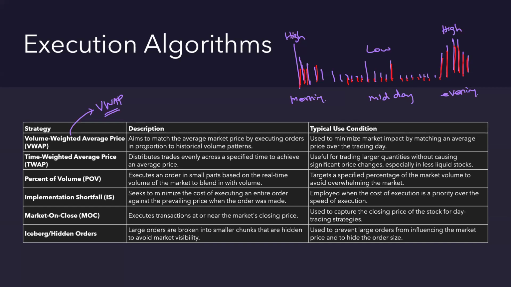So they will be aligned to the proportion of the historical volume patterns. That is how the institutions place their orders if they are using the VWAP mechanism, right? Many institutions will be using the VWAP mechanism.